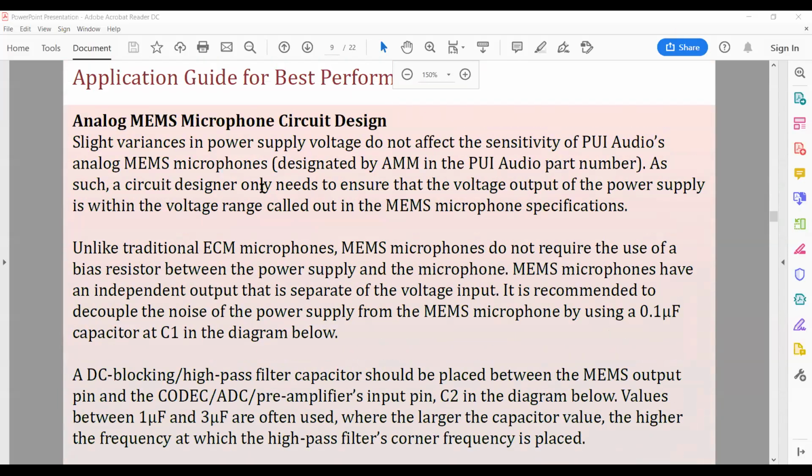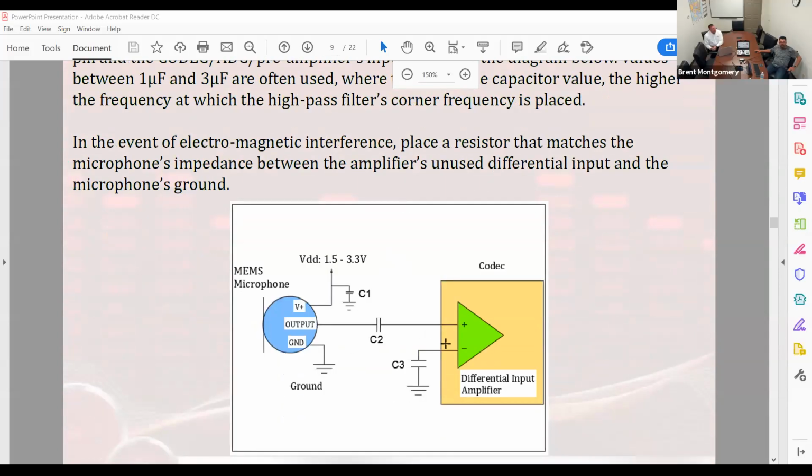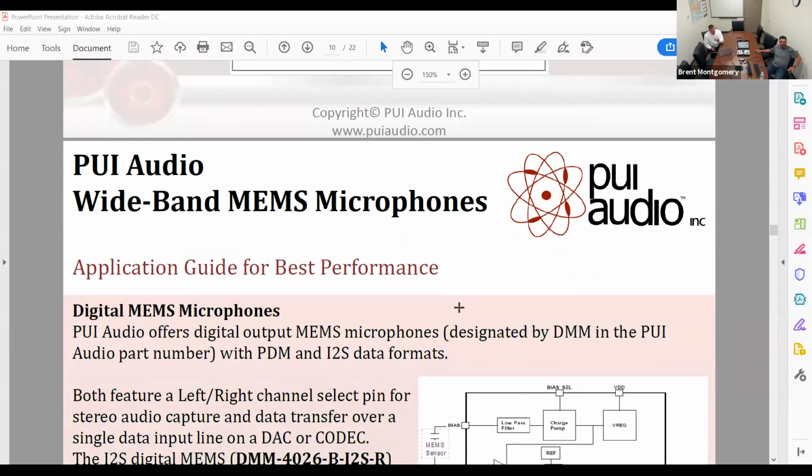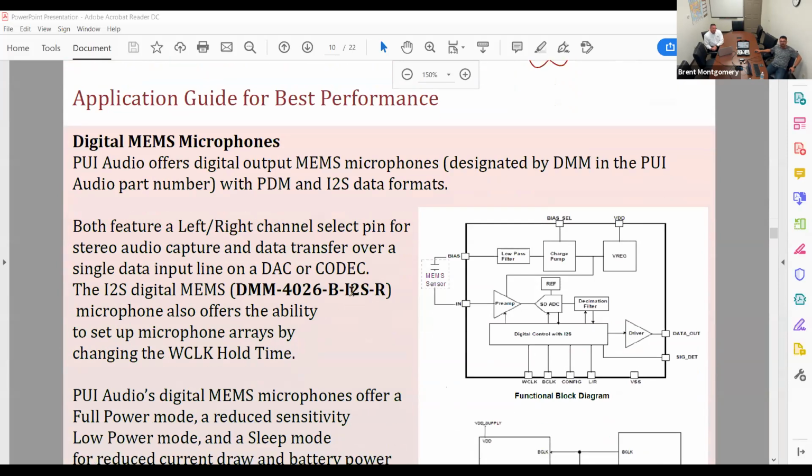So we do have analog MEMS microphones, which are really easy to implement. And then we also have digital MEMS microphones, which are a little bit more challenging, but they're still not too terribly tough to work with. Most of our digital MEMS microphones have a PDM output, but we do have one that has an integrated I2S codec inside of it. So that is super easy to implement into other products that are using I2S machine language.